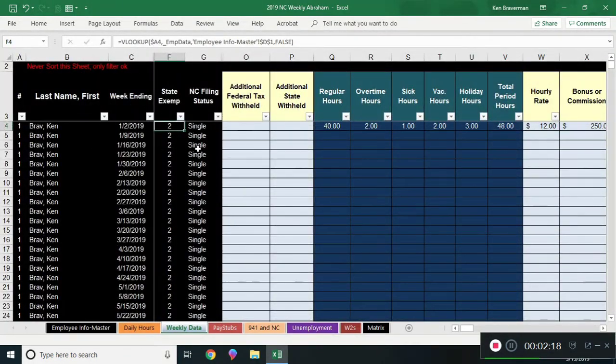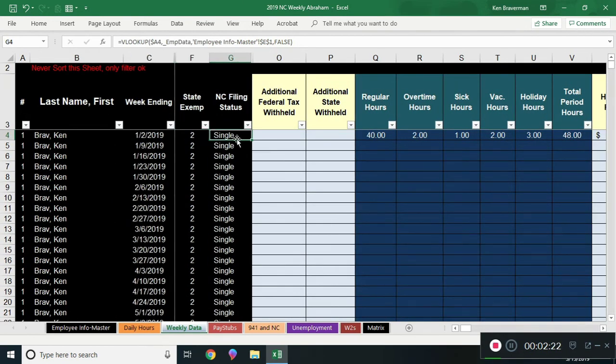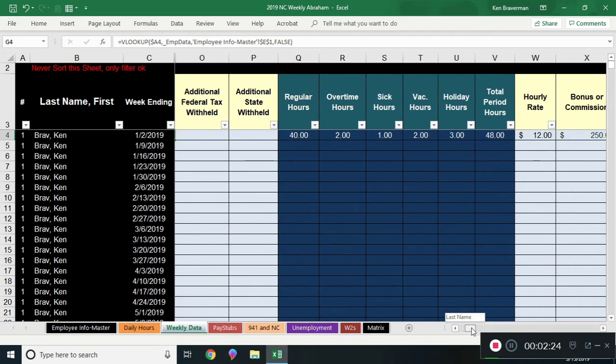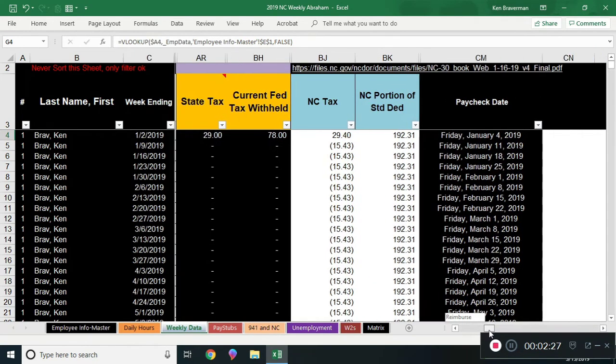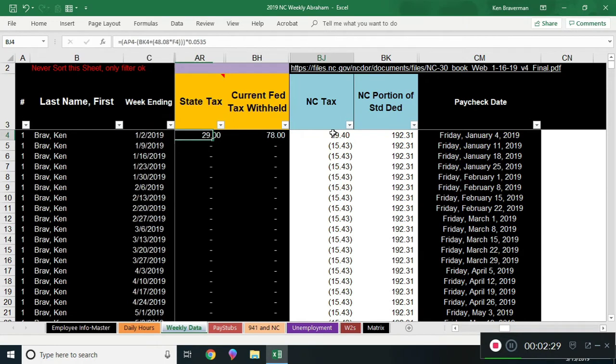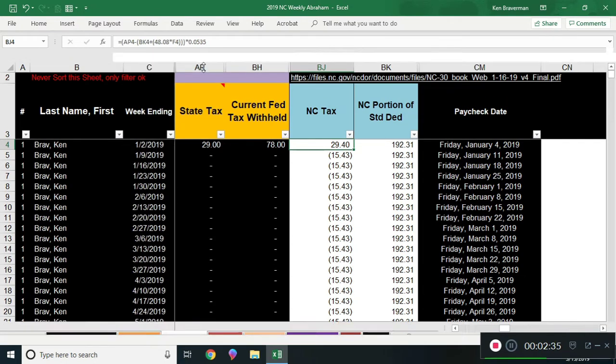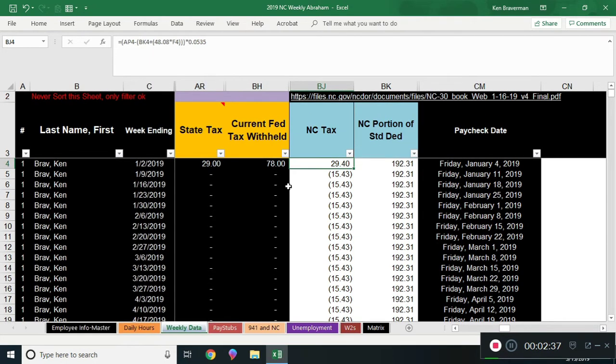So those things that we entered in on the first sheet, the state exemptions and the North Carolina filing status, all appeared right here. And I'll show you how they get used in the formula. There's a couple things you're going to need to figure out to calculate your North Carolina state tax. You'd think it would be pretty easy because all you really need is this 5.35%, or 0.0535, times whatever the North Carolina taxable wage base is.